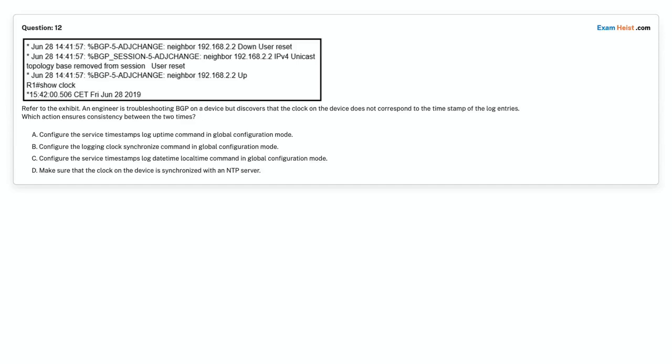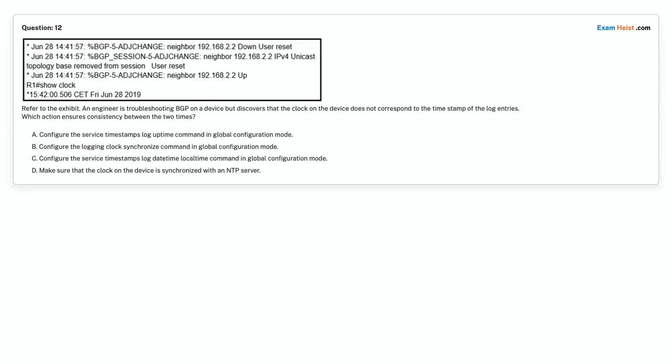Option A. Configure the service timestamps log uptime command in global configuration mode. Option B. Configure the logging clock synchronize command in global configuration mode. Option C. Configure the service timestamps log datetime localtime command in global configuration mode. Option D. Make sure that the clock on the device is synchronized with an NTP server.